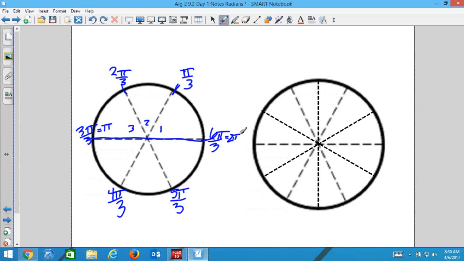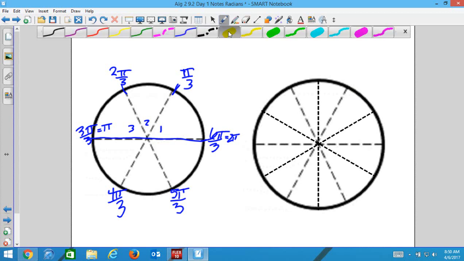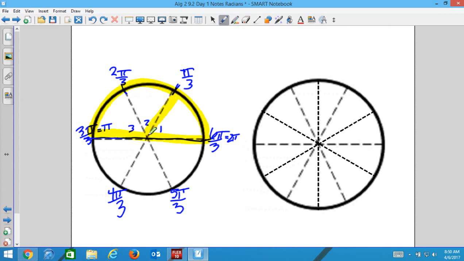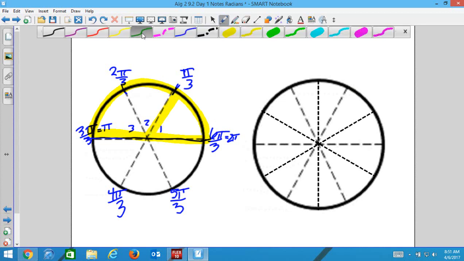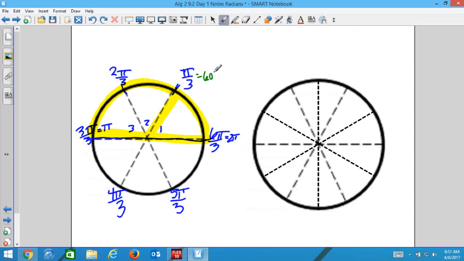How many degrees is pi over 3? 60. How'd you get that? Because the top half is 180 degrees, and we're taking a third of it. 60 degrees. Boom. What's 2 pi over 3 equal to? 120 degrees. It's 60 plus 60. All right, go to the next one.